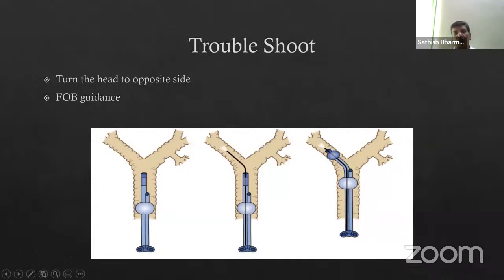Some people use a technique where they turn the head to the opposite side. Particularly if they want to position the left DLT, they turn the head to the right side, and the same thing for the right side, they turn the head to the left side.